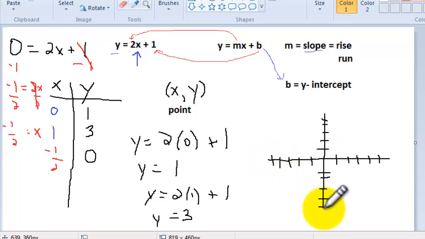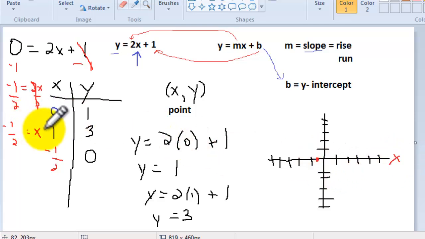5, this is negative, this is positive, this is positive, this is negative. So negative 1/2, we go about halfway between 0 and 1. So it's about here, but we don't put a point yet. We have to look at y. Well, the value of y is 0, so I'm not going any direction up or down. So I'm stuck on the line, and that is what's called an x-intercept, where the line crosses the x-axis.